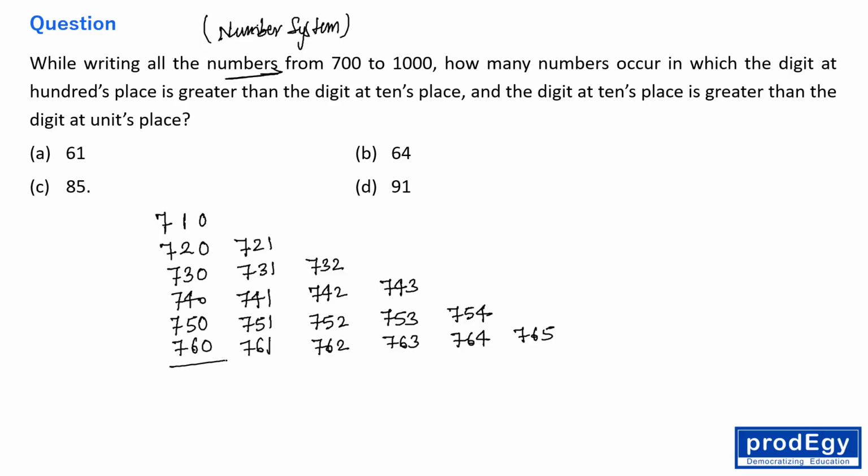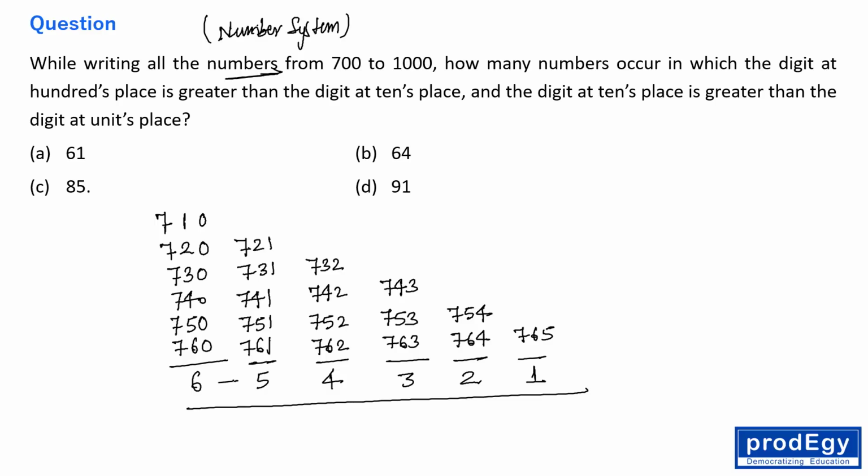Fine. So how many numbers are they? They are actually 6, then 5, then 4, then 3, then 2, and then 1, right? So if you add them, then they will become summation 6. Or you can say summation 6 is what? 1 plus 2 plus 3 plus 4 plus 5 plus 6, which is 21. Right? Clear? So this is for 700 to 800.